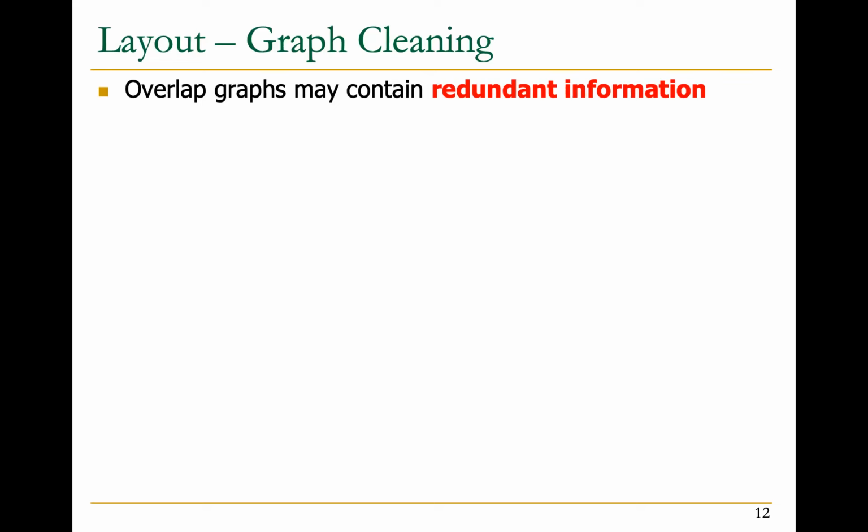The layout step can be considered as the graph cleaning step as well. We want to make the graph as simple as possible. We do this because overlap graphs may contain redundant information, and we want to get rid of it. So what are these types of redundant information?